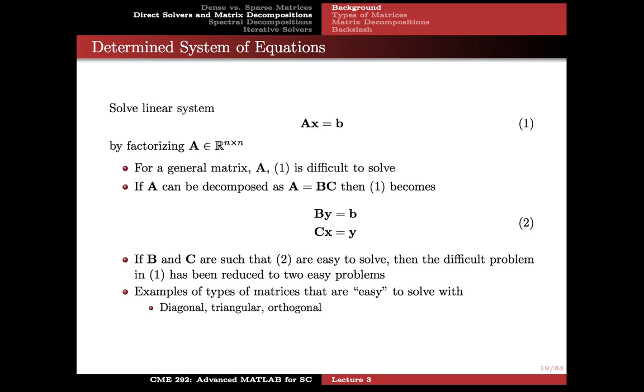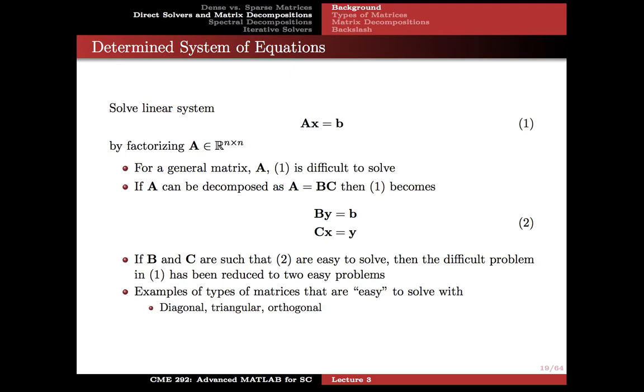Our approach is that we would like to decompose A into the product of some matrix B times some matrix C. Then we can define a vector y to be Cx and first solve the system By = b, and then solve Cx = y for our solution vector x. Why has this simplified our equation? If we choose B and C such that they have specific matrix properties, we have reduced our hard problem in equation 1 to 2 easy problems.